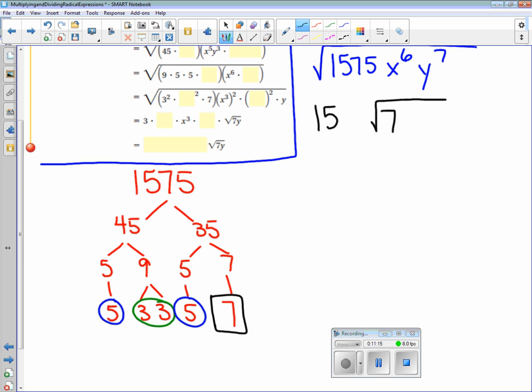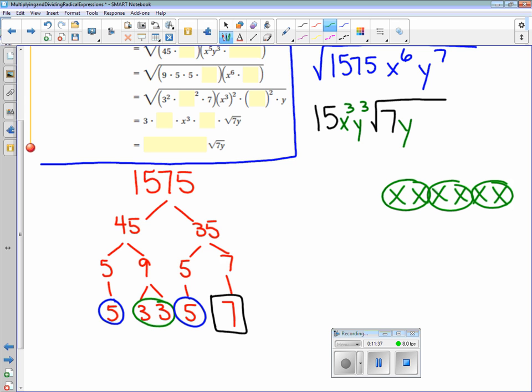All right, so now we're going to look at our variables. We're going to look at x. I'm going to write 6 of them, if this is the long way. If you are smart like Raul, you know right away that 6 divided by 2 is 3, so I know x to the 3rd comes out. I have groups of 2. I have 1 left over, right? So I have x to the 3rd, y to the 3rd, and I know I have an extra y left over. There's your answer.